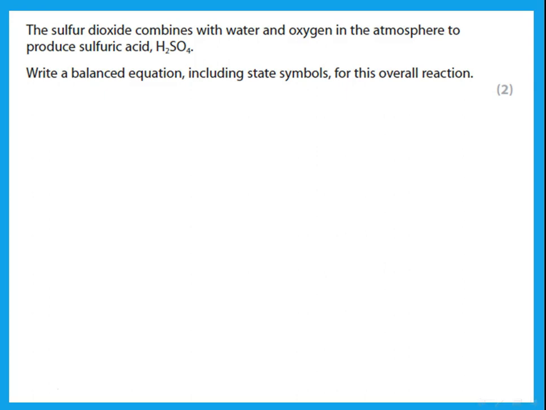The sulfur dioxide combines with water and oxygen in the atmosphere to produce sulfuric acid, and we're supposed to write a balanced equation. Sulfur dioxide means sulfur with 2 oxygens. Water is a liquid, of course. Sulfur dioxide is a gas. Water is a liquid, and oxygen, of course, is a gas. And remember that oxygen is diatomic, so you cannot just write O, it has to be O2.